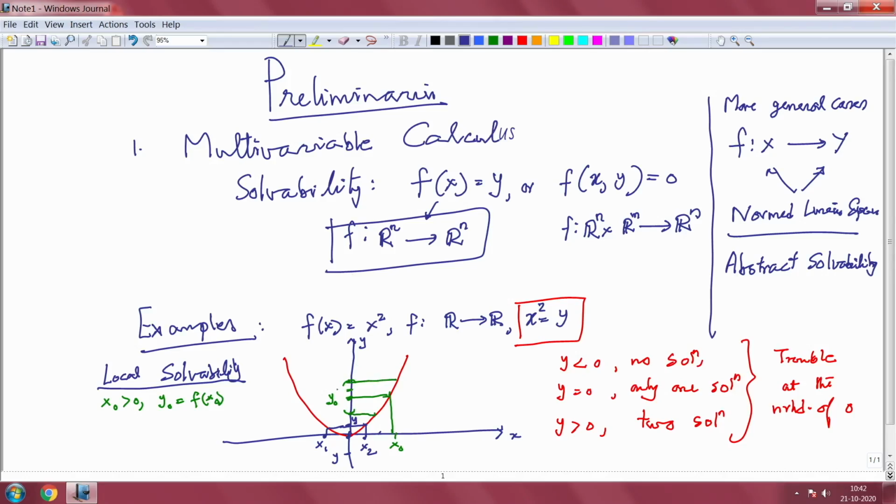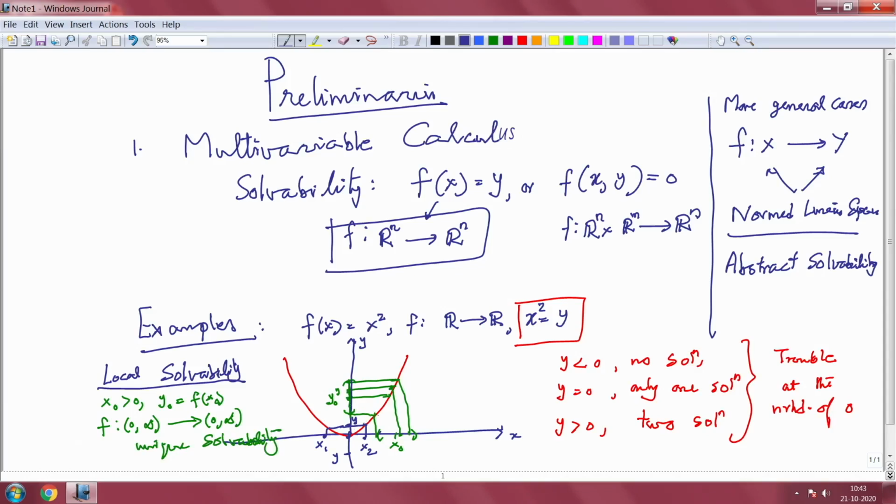For every y here you get a neighborhood here. You have a neighborhood here, and for every y in this neighborhood you have a unique x satisfying this, you see. So, that means in fact this neighborhood can go from 0 to infinity. That means if you restrict your function f from 0 to infinity to 0 to infinity, then you have unique solvability. That is what you see that way.